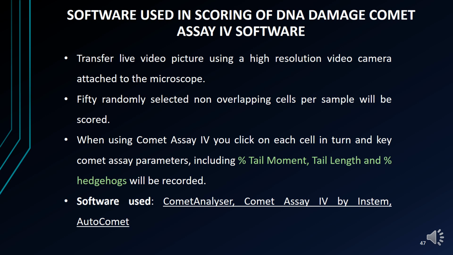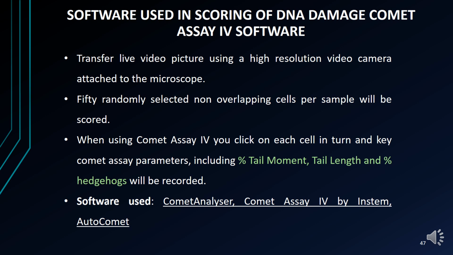There are different software which are used for the comet assay, like Comet Analyzer, Comet Assay IV by Instem, and AutoComet. By using this software, we can evaluate the comet form during the study. Here we just have to transfer the live video picture using a high resolution video camera attached to the microscope. Then we can select 50 randomly chosen, non-overlapping cells per sample. Then it will be scored.